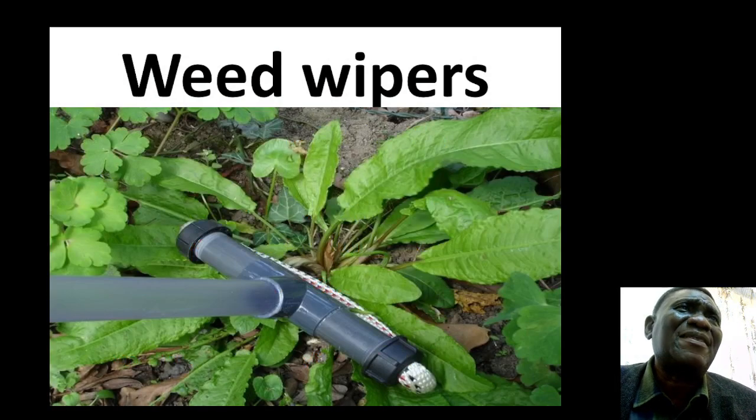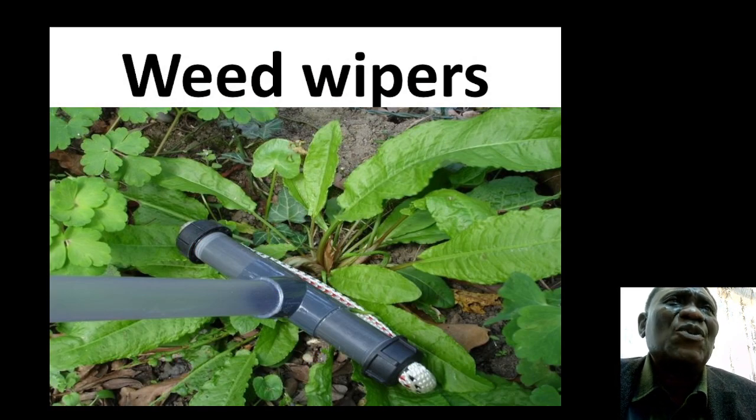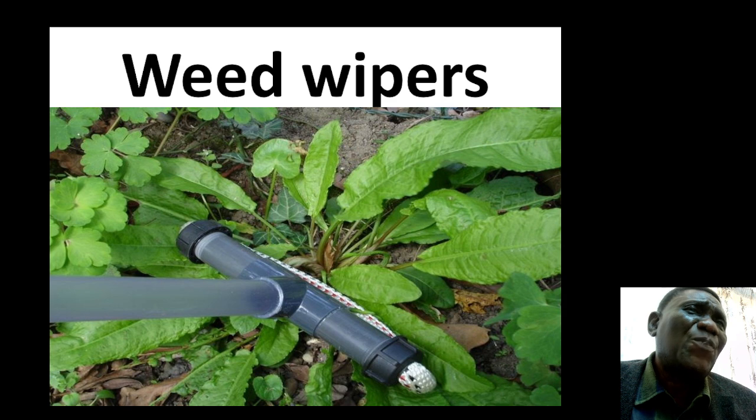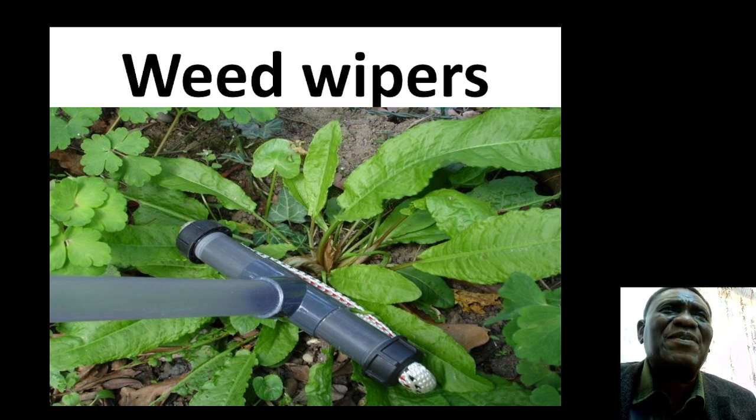leading to damage. This is a weed wiper. Now, in the handle, this is where you put in your concentrated herbicide, and at the end there's that piece of cloth where you rub the concentrated herbicide on the leaves.